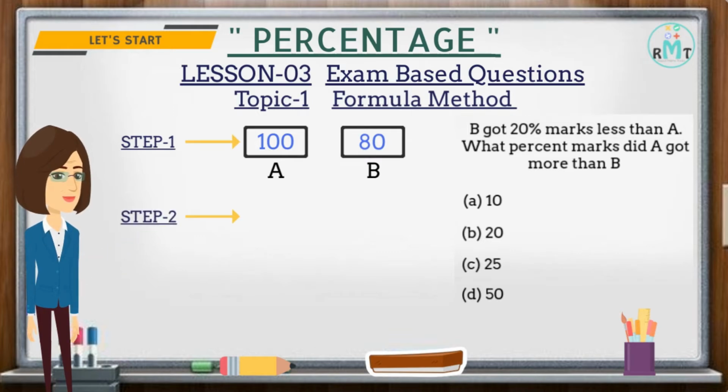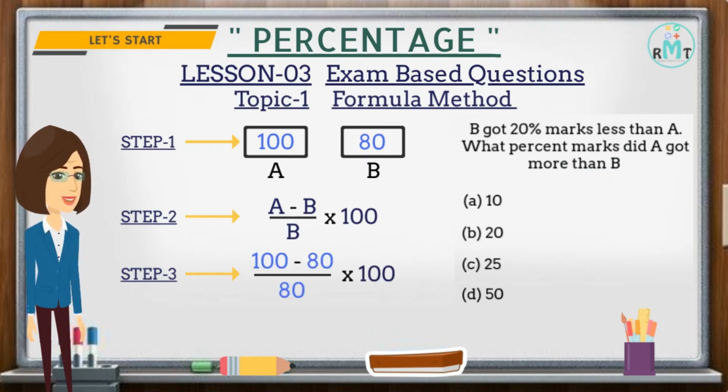Step 2. Now we have to find what percent marks A got more than B. So we are going to apply formula 2. Then we will see which letter is closer to "than". So letter B is closer to "than". So we write B in the denominator, and we get (A minus B) upon B multiplied by 100. Step 3. Now we are going to put the values of A and B in the formula, and we get 25% as the final answer.